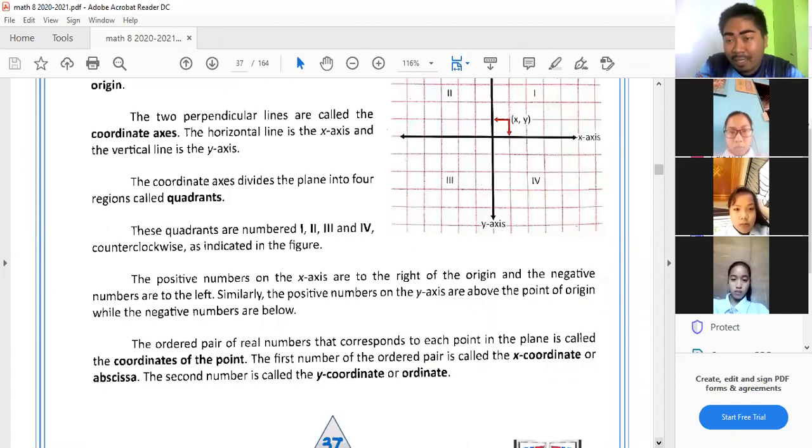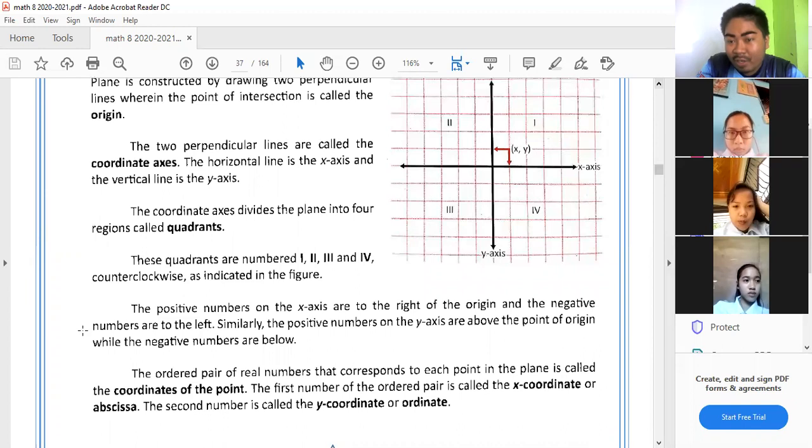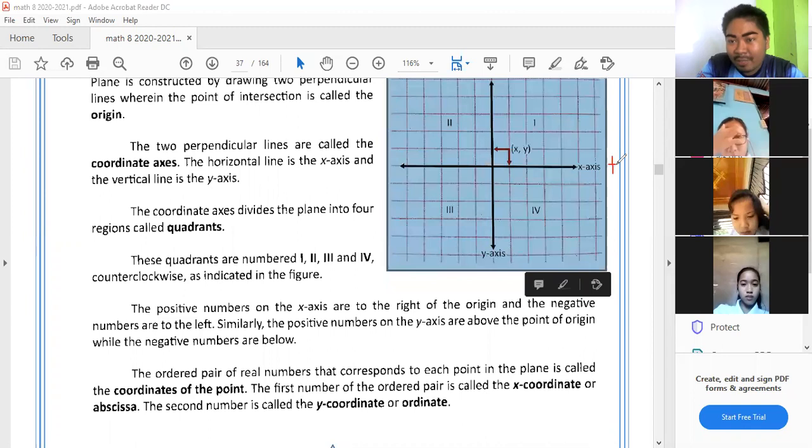So, ang pagbilang natin starting from here, ganon and ganon. So that is counterclockwise. Ayan. So the positive numbers on the x-axis are to the right of the origin, and negative numbers are to the left, 'di ba? So this is positive, tama?